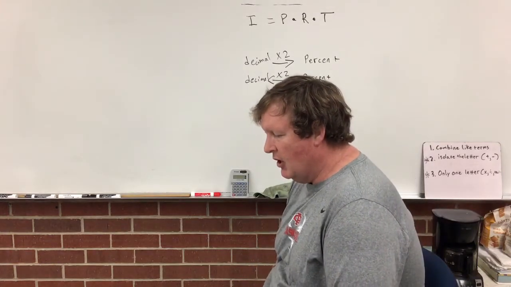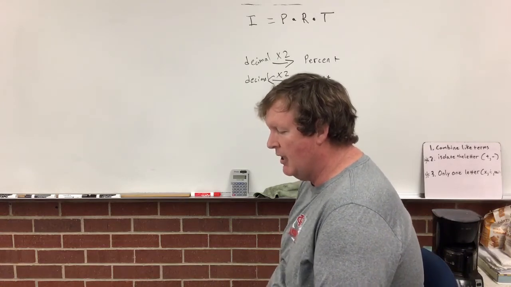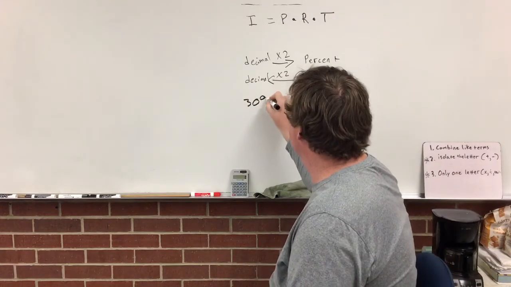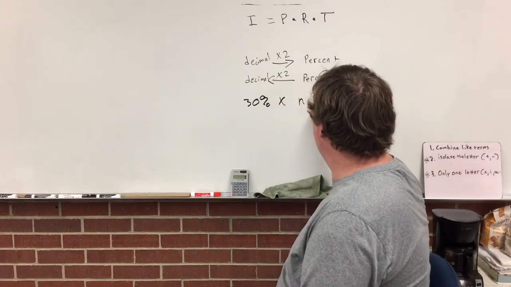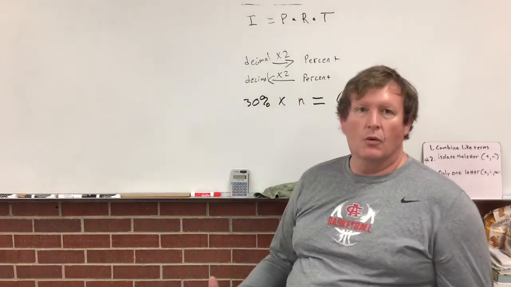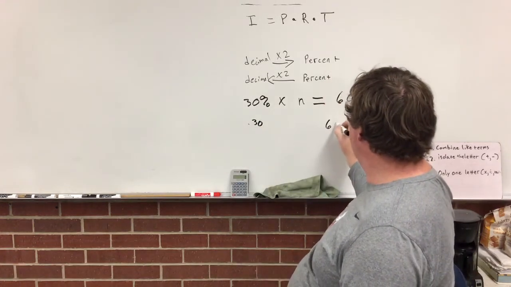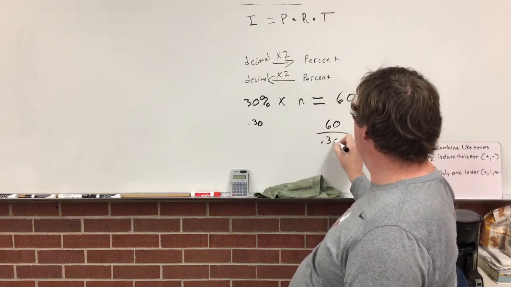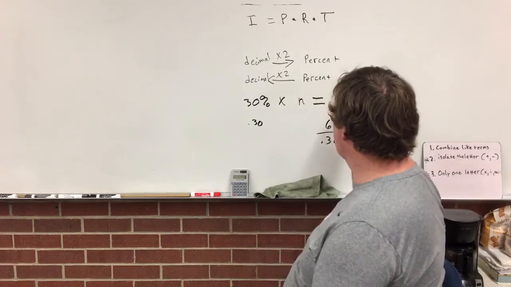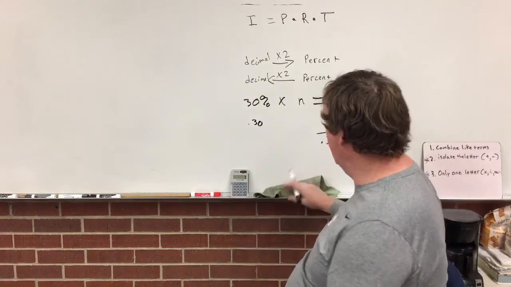60 birds are kept in a large aviary at the zoo. This is 30% of the total number of birds on display. How many birds are on display? So 30% of n equals the 60 birds that we have. So in order to do this, change our percent to a decimal and then divide 60 by 0.30. There's your answer right there. It should be a lot more than 60, okay, when you divide it like that. All right.